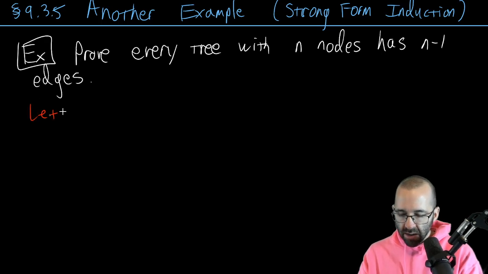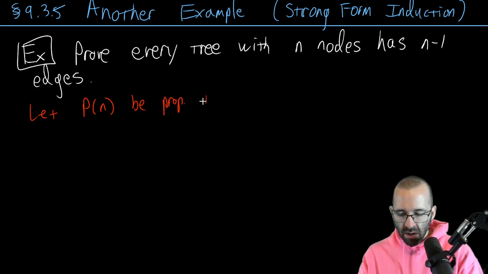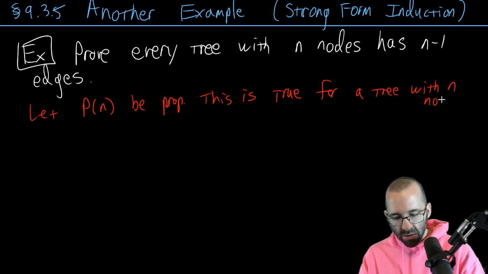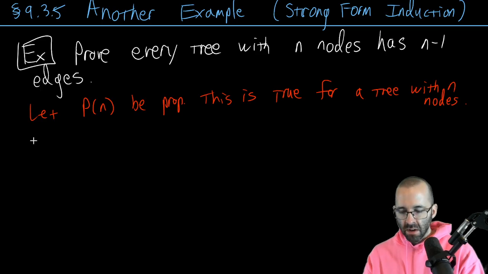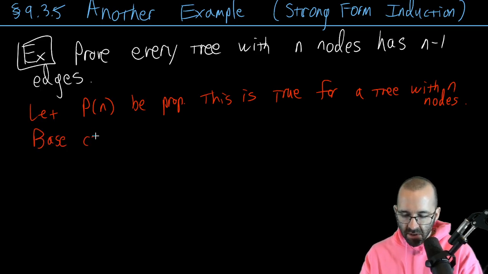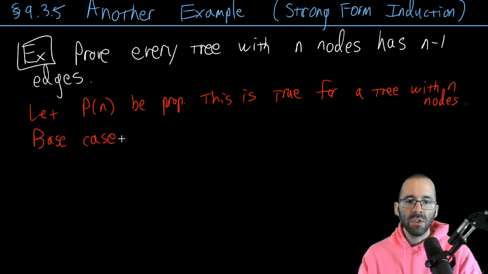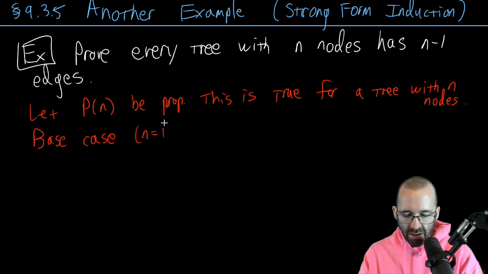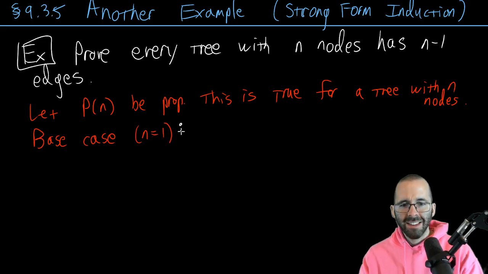Okay, we're gonna say let P of n be the proposition that this is true for any tree with n nodes. All right, then we'll start with our base case. Is it true for a tree with one node? We'll not talk about the empty tree here, although you could. Is it true for a tree with one node? And the answer is, well, yes.